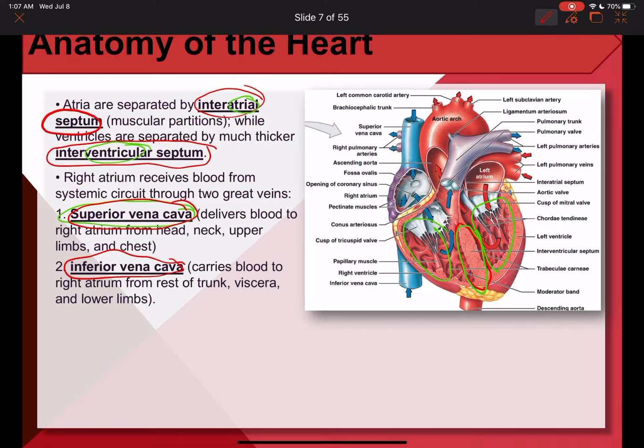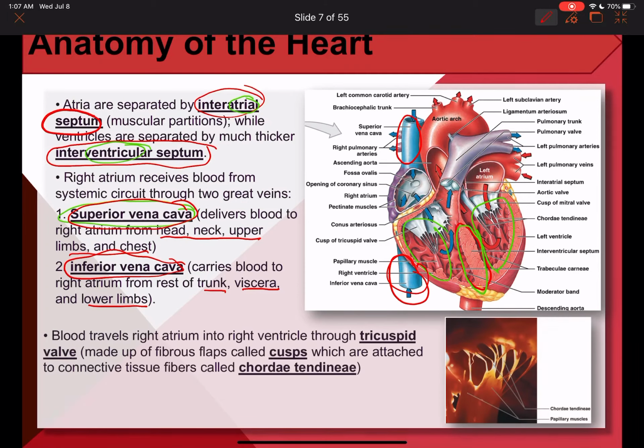Okay, so this is the superior vena cava. This is the inferior vena cava. The superior vena cava will drain blood from the head, neck, and upper limbs around the chest area, whereas the inferior vena cava here will collect blood from the rest of the trunk of the body, the viscera, which are the other organs in your abdominal area, and then your lower limbs as well.